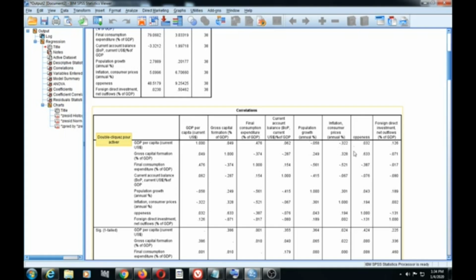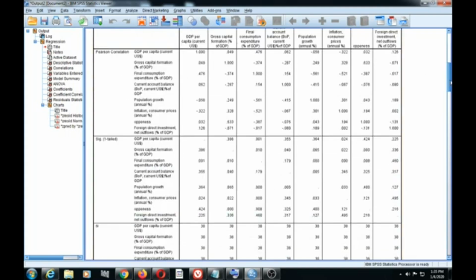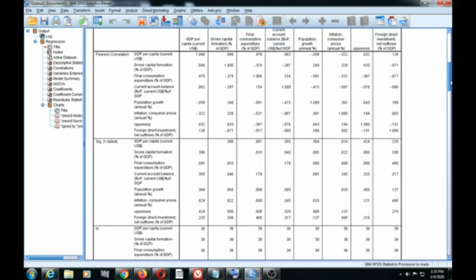We also have inflation, which is negatively correlated to GDP growth. So when there is more inflation in the economy, we can expect a deterioration of living conditions, materialized by a decrease of GDP per capita. We can also make the same analysis among different variables.